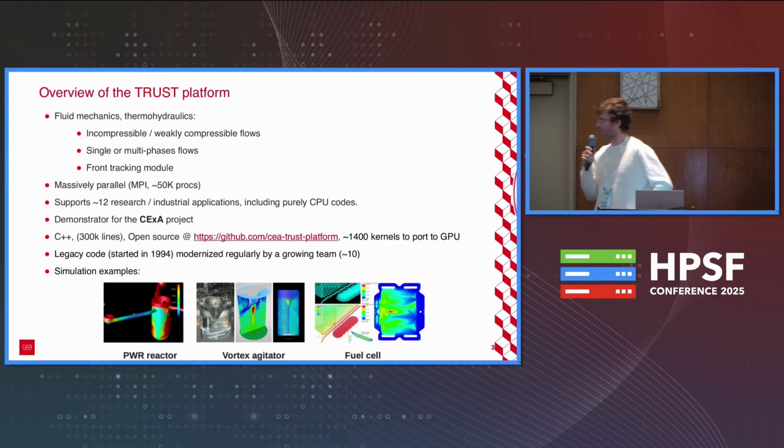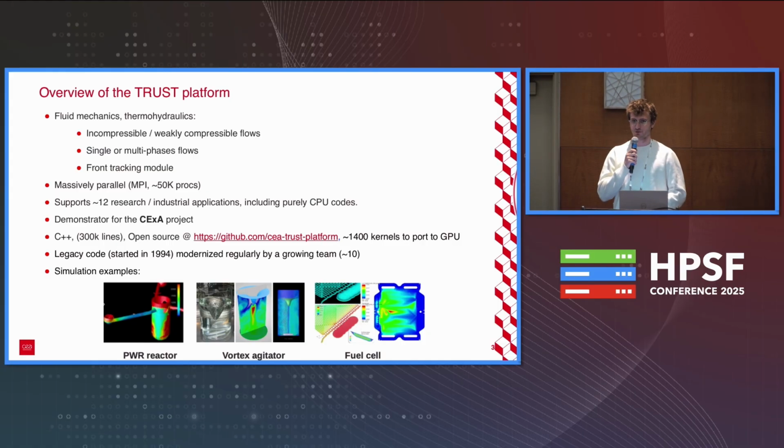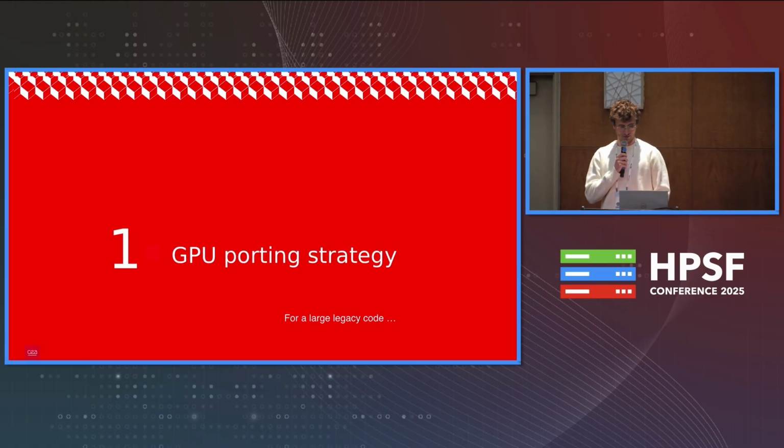So some simulation examples, I won't go into the details, but on the left we have a pressurized water reactor, then we have a vortex agitator simulation and a fuel cell simulation. So various types of things we can do with Trust.